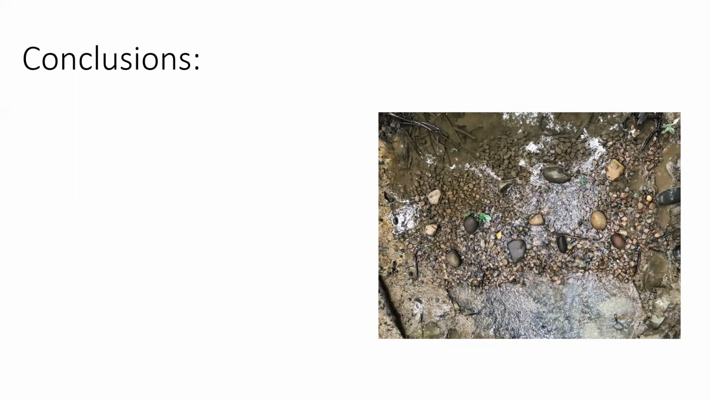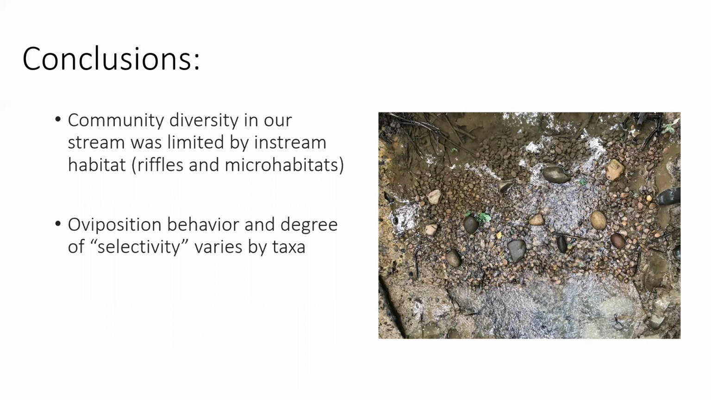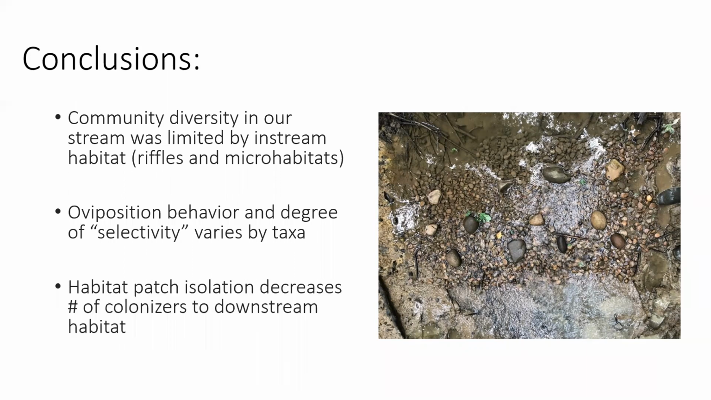To revisit our key conclusions from parts 1 and 2 thus far, we found that recruitment and community diversity in our stream was in fact limited by in-stream habitat used for oviposition. We also found that oviposition behavior and the degree of selectivity in oviposition behavior varies by taxa. And finally, that habitat patch isolation decreases the number of colonizers to downstream habitat.